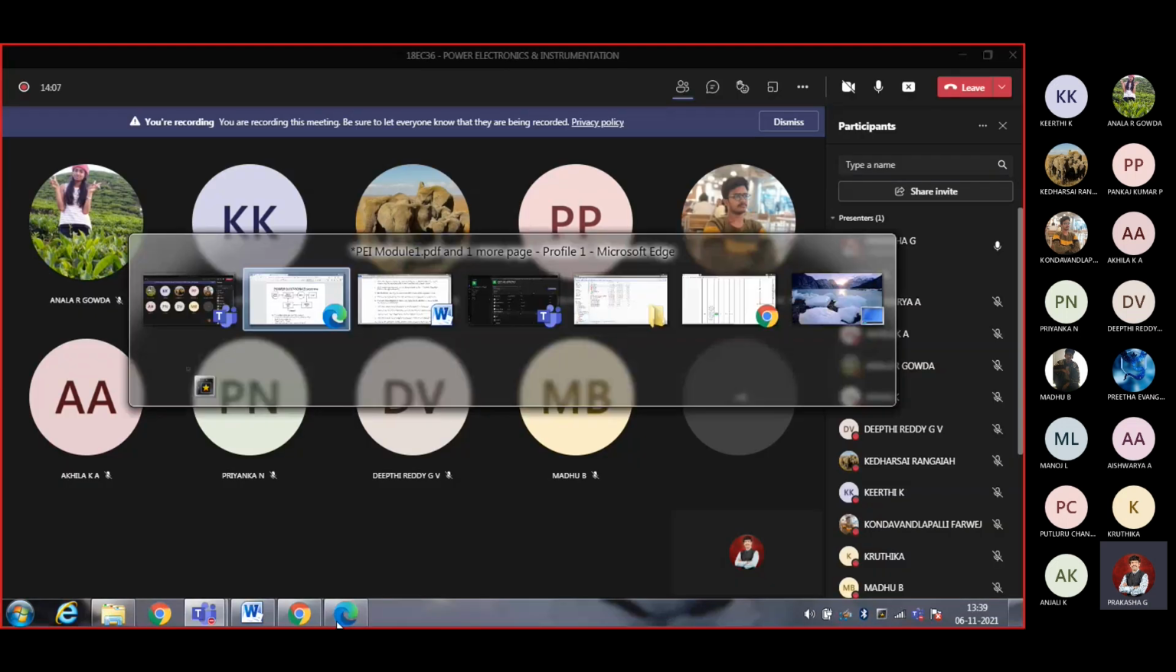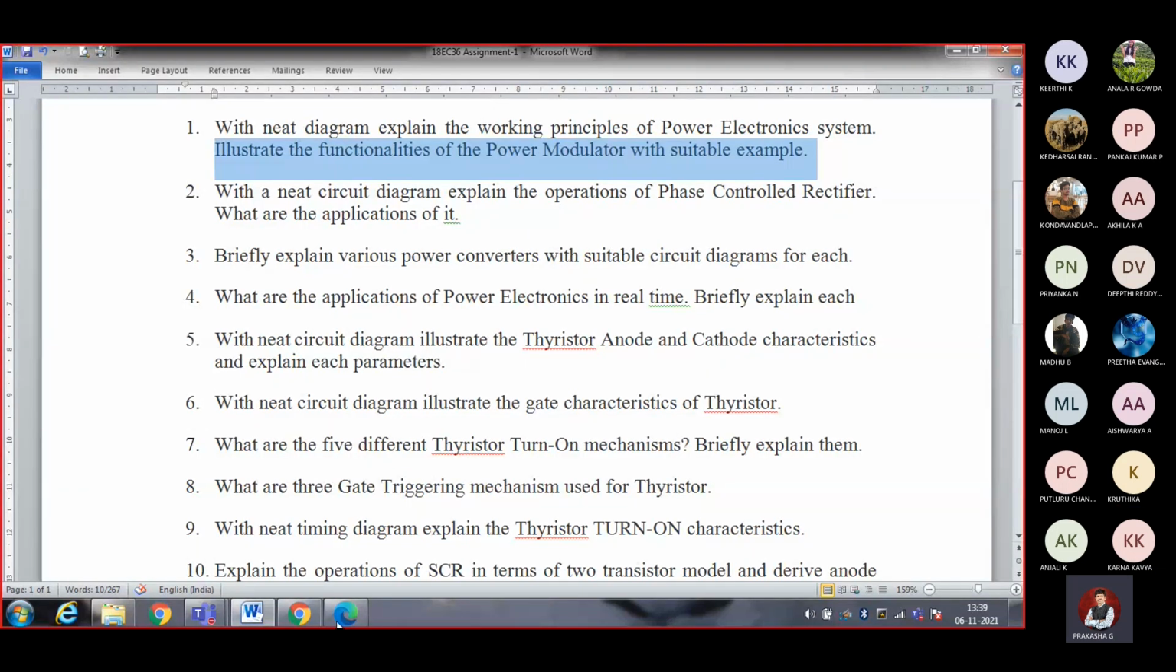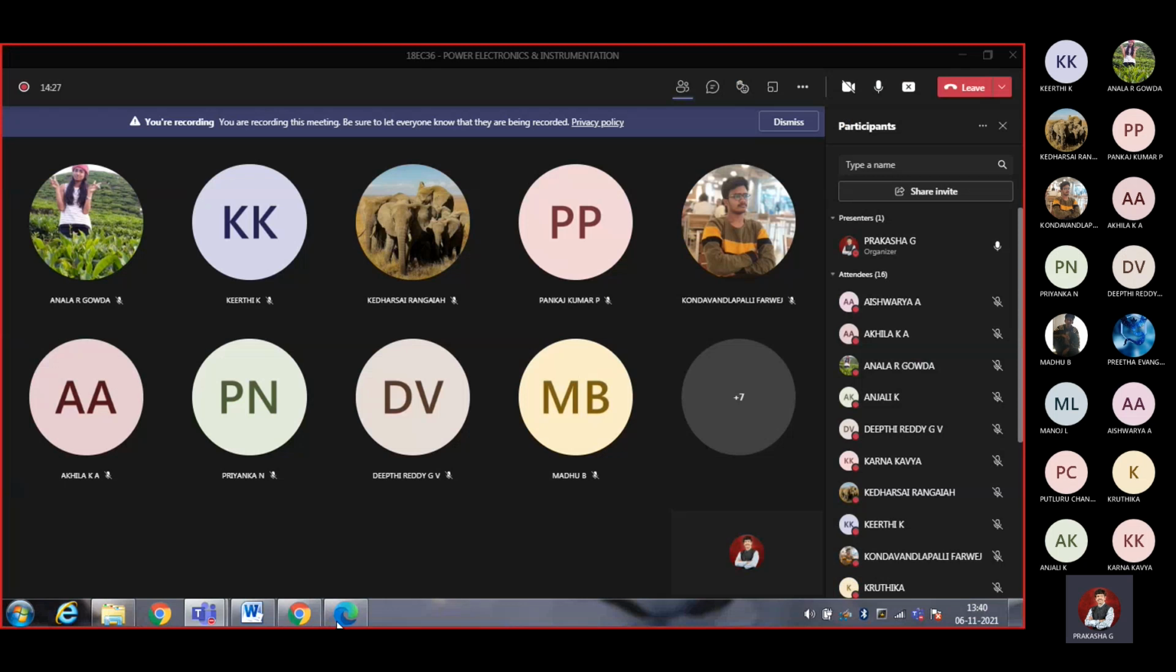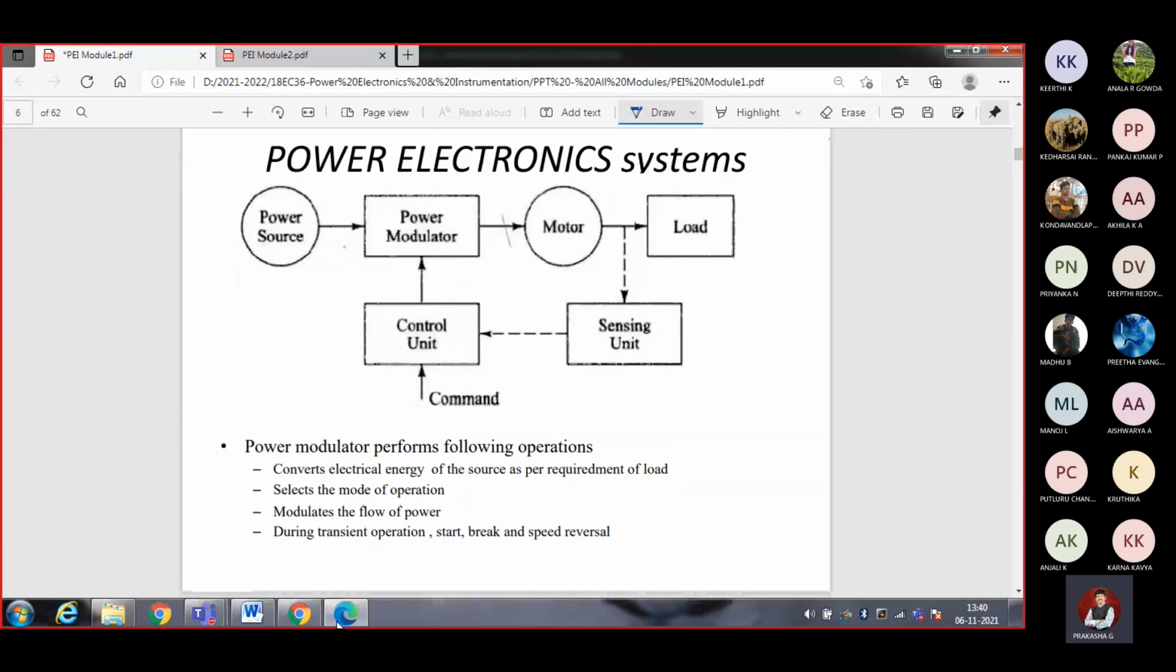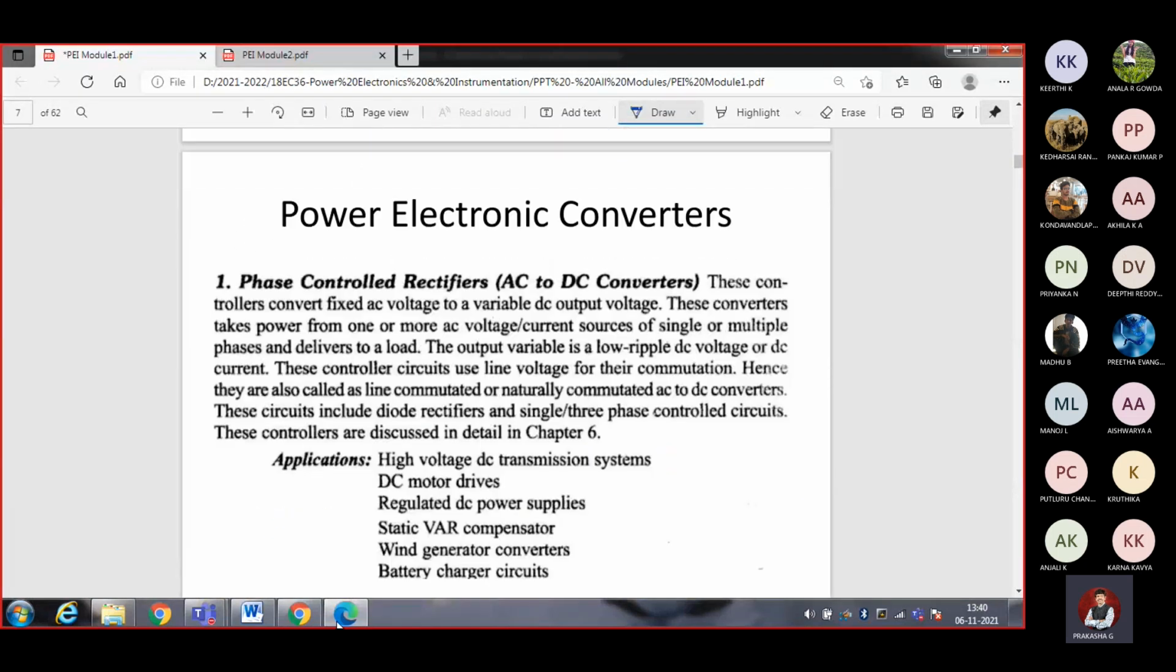Next question: with a neat circuit diagram, explain the operation of the phase control rectifier. What are its applications? See, here I am stressing once again: read the question fully. I need to explain the phase control rectifier. What do you mean by phase control rectifier? That is AC to DC. How exactly is AC going to be converted to DC? That is what is required. So we'll move on.